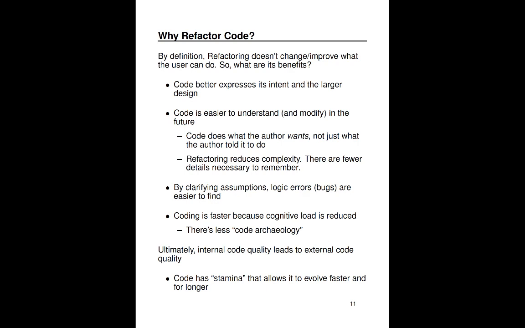And so when code is better refactored, it expresses its intent more clearly, which helps you understand the larger design. As a result, it's easier to modify the code in the future because you know how it's organized. You can more quickly identify what code ought to change when you want to add a new feature. Well-factored code expresses what the author wants out of the code, not just what the author told the code to do. And this is a really important distinction for someone who is a human and is reading the code.